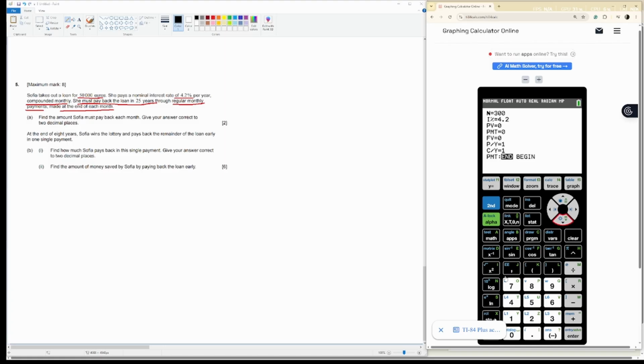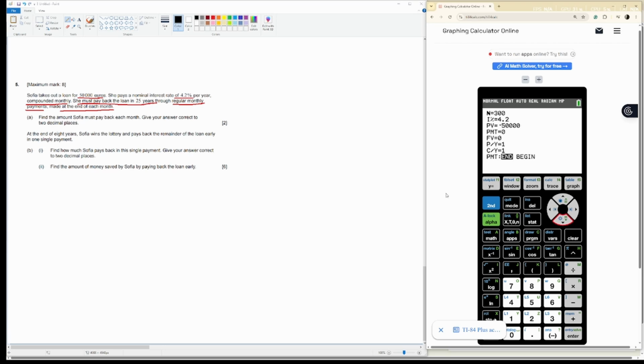As I talked about, when you take out a loan, your present value is always negative. Think of having your purse and then you take out a loan of 50,000 euros, then you will obviously be in the negative and you have to go and pay that back. So our present value is minus 50,000. Our PMT is what we want to know.